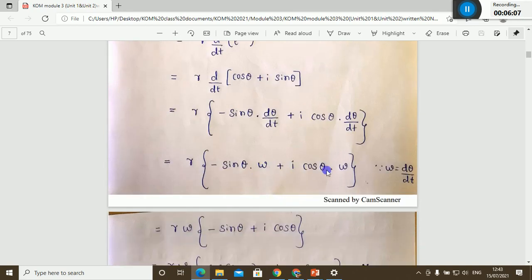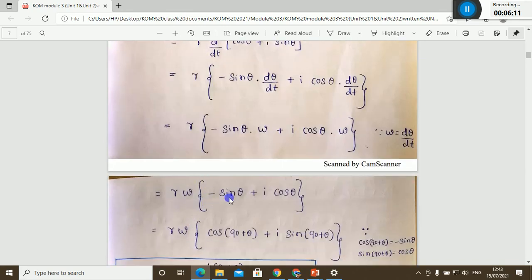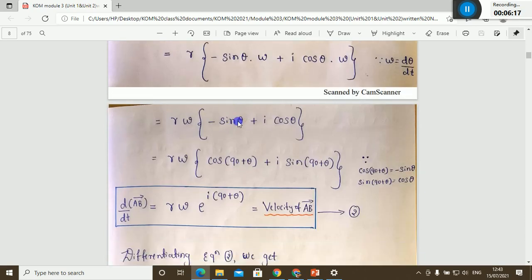The omega is common, so just take it out, and inside you'll get minus sin theta plus i cos theta. And using the allied angle formula, you can write this minus sin theta as cos(90 plus theta). So both are the same. Use the concept of allied angles. For my convenience, I'm taking it like this. Similarly, you can write this cos theta as sin(90 plus theta). So just note down these two equations.